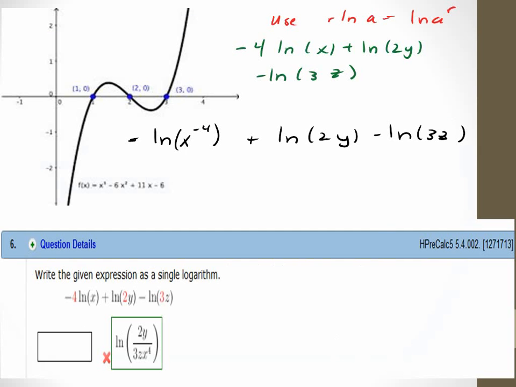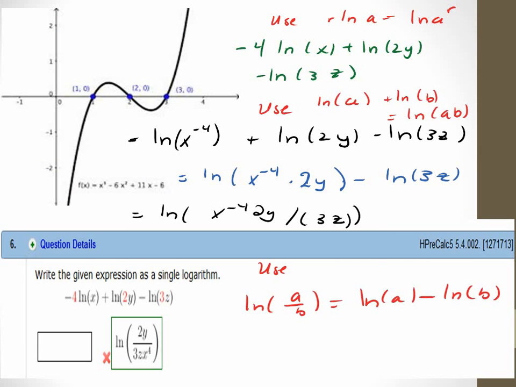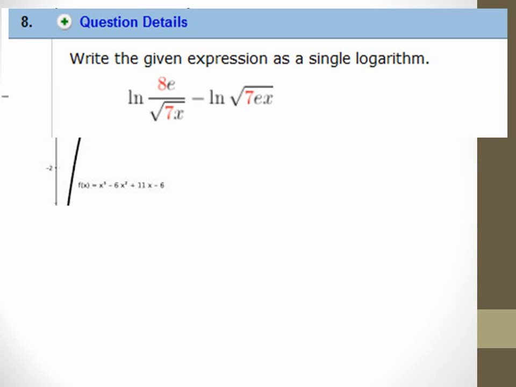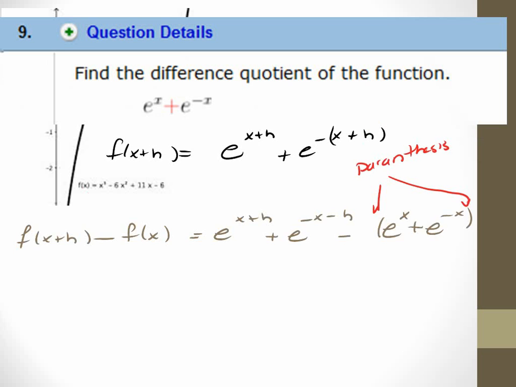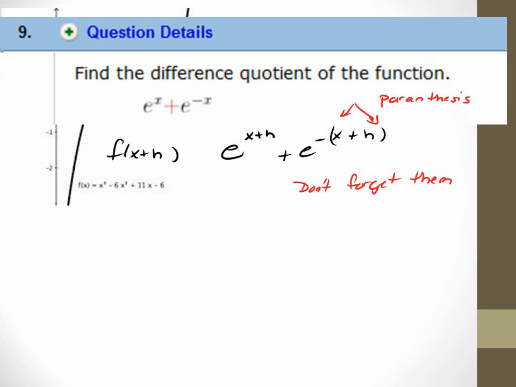Same process. I showed you this yesterday. Oh, I showed you that yesterday too. Oh, your favorite, difference quotient. All right, this is a difference quotient problem. Same rules. Difference quotient is what you first start out with in calculus.